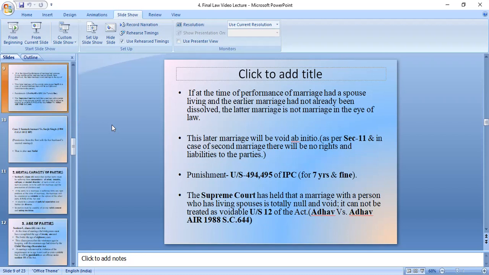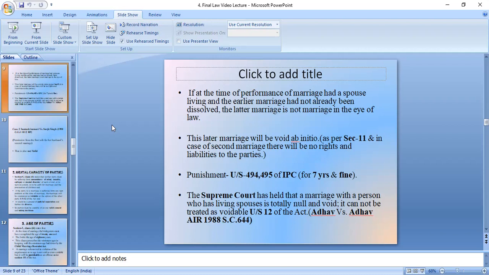If at the time of performance of marriage a party had a spouse living and the earlier marriage had not already been dissolved, the later marriage is not a marriage in the eye of law. This later marriage will be void ab initio as per section 11, and in case of the second marriage, there will be no rights and liabilities of the parties.